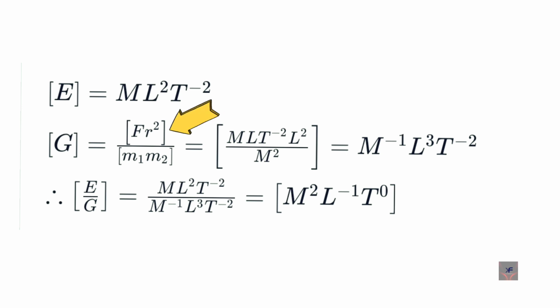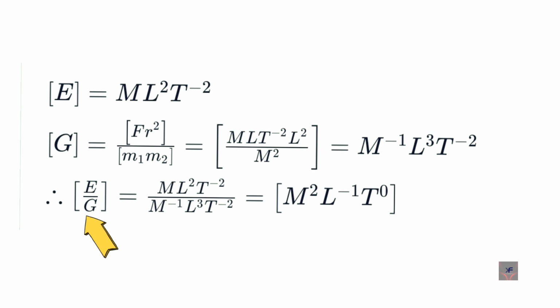The formula for gravitational constant is F into R squared divided by m1 and m2. The dimension of force F is M L T to the power minus 2. Similarly, the dimension for the radius r is L to the power 2. And the dimension for the mass m1 and m2 is M, which is M into M is M square. So on substituting this in the formula of gravitational constant, we get M to the power of minus 1, L to the power of 3 and T to the power of minus 2.